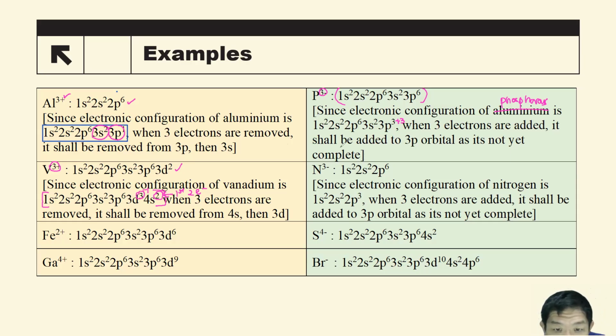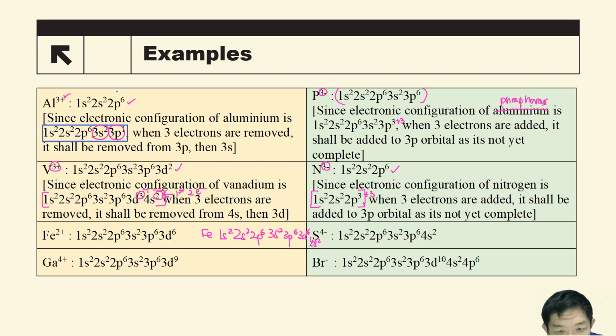Another example is N3-. The original electronic configuration of the nitrogen atom is 1s2, 2s2, 2p3. When you form the N3- ion, you add 3 more electrons to form 1s2, 2s2, 2p6. As for Fe2+, originally Fe has the electronic configuration of 1s2, 2s2, 2p6, 3s2, 3p6, 3d6, and 4s2.